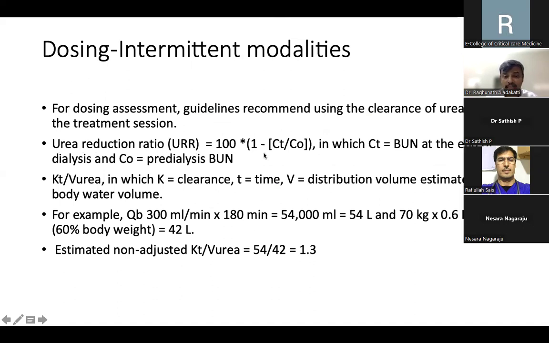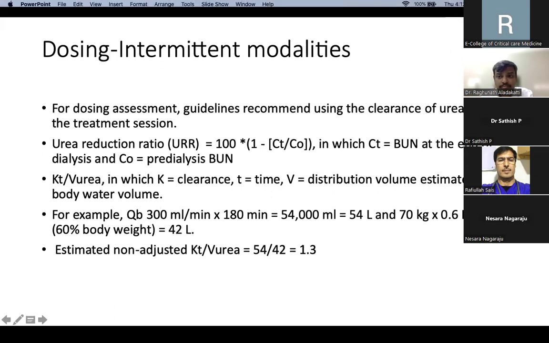URR means 100 times (1 minus C1 over C0), where C1 is the value at the end of dialysis and C0 is the pre-dialysis value. This formula tells the urea reduction ratio. Another formula is Kt/V urea, which is commonly used. K means clearance, T means time, and V means volume of distribution, estimated as body water volume.